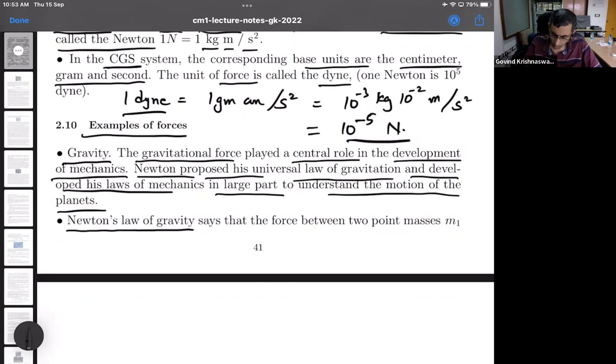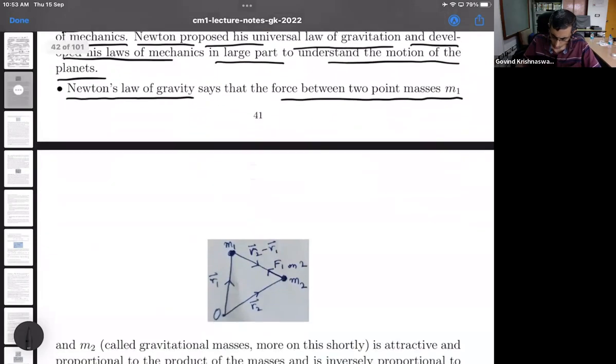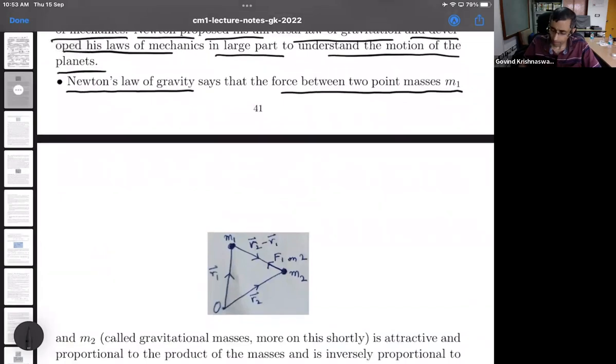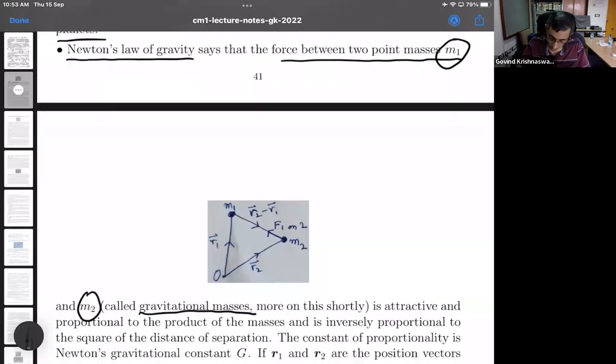So Newton's law of gravity says that the force between 2 point masses, m1 and m2, and these masses, strictly speaking, are called gravitational masses. Okay, so I will qualify what I mean by that. But just hold on. So suppose you have two bodies of masses m1 and m2. Strictly speaking, they have to be point masses. One can extend it to larger masses as well, but let's begin with this.